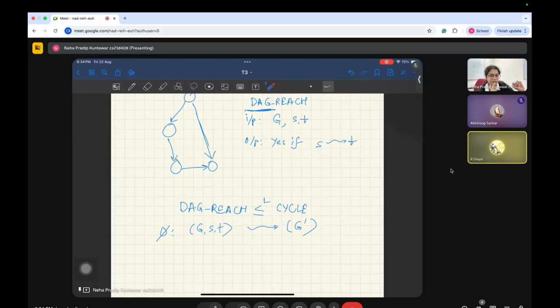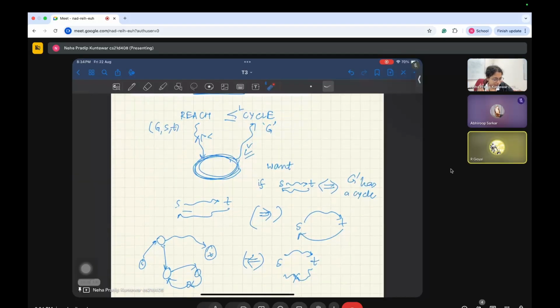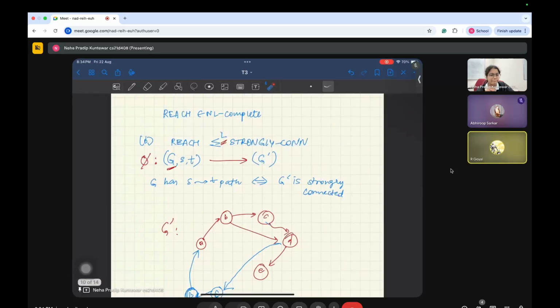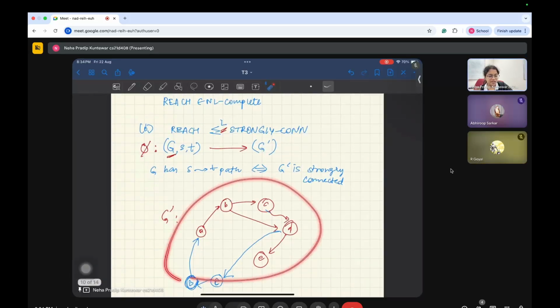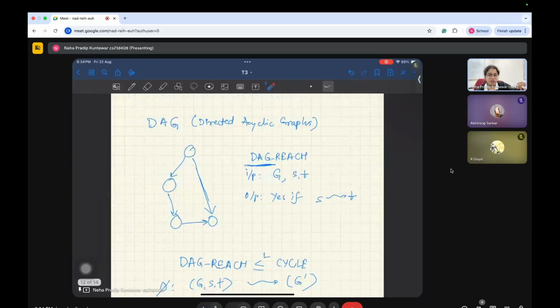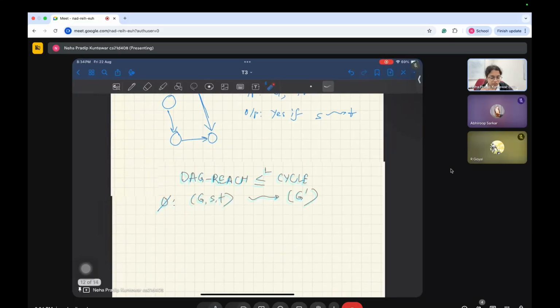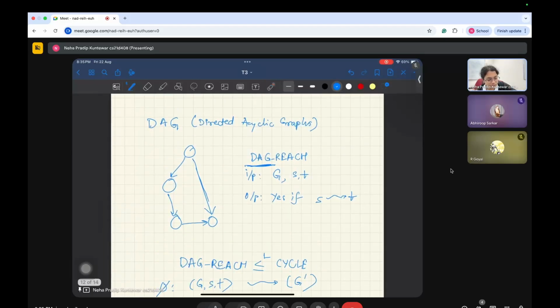Oh, I see. So probably I can take the inverse of the graph, G dash. Exactly, this is very similar to what we did here. If you create some dummy vertices, so let's say this is A, this is capital A, this is B, then this is capital B, and so on. If this were my S and T, what this ensures is that if there were a directed path from S to T, then in the new graph there will also be a path from T to S.